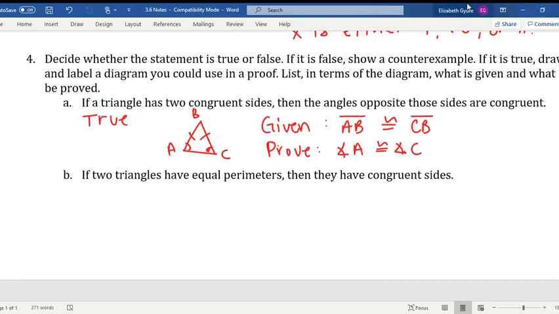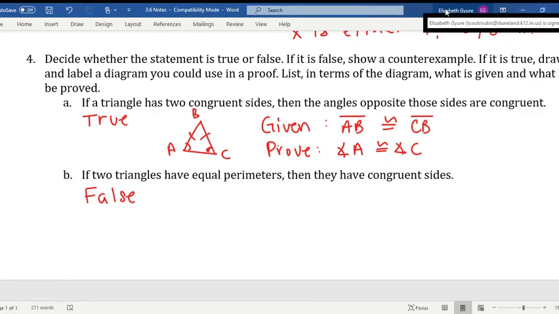And then for B, if 2 triangles have equal perimeters, then they have congruent sides. Well, this is not necessarily true because the perimeter is just the sum of all the sides, but you can have different combinations of numbers that come out to be the same sum. So this is false. And it says if it's false to provide a counterexample. You can do your counterexample in written form, or you can do a diagram.